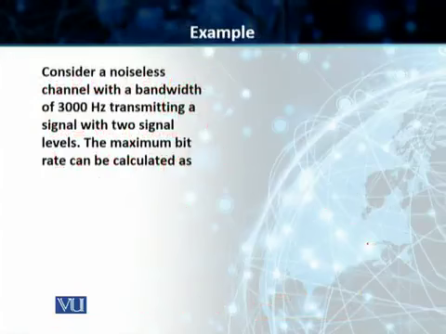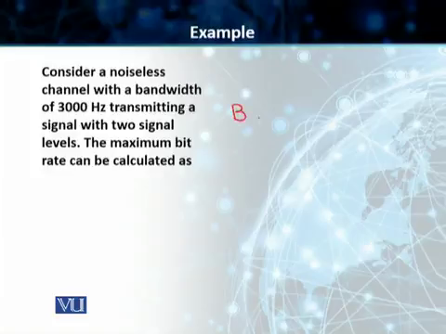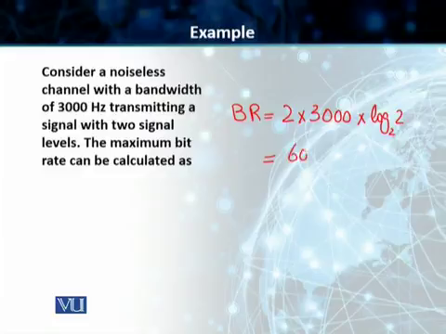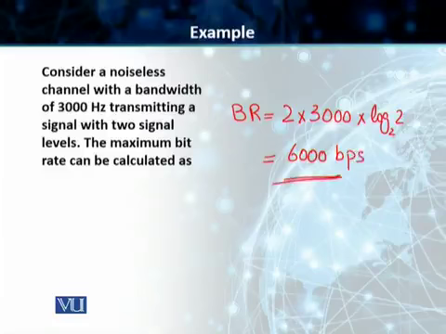Now students, let's do some examples. In the first one, we have a noiseless channel. Bandwidth is 3000 hertz, and it has two signal levels. We need to find the maximum bit rate. Very quickly, we have just done a similar problem in the previous slide. So 2 multiplied by 3000 hertz, which is our bandwidth, multiplied by log to the base 2 of 2, and this gives us a maximum theoretical bit rate of 6000 bits per second.